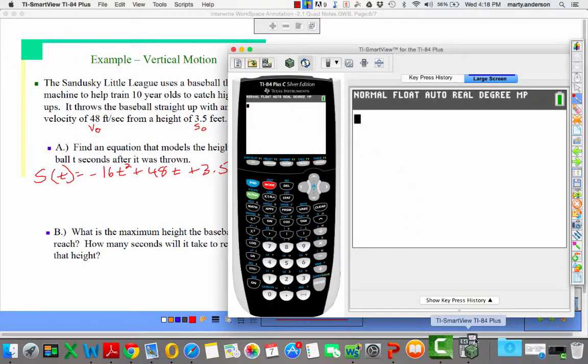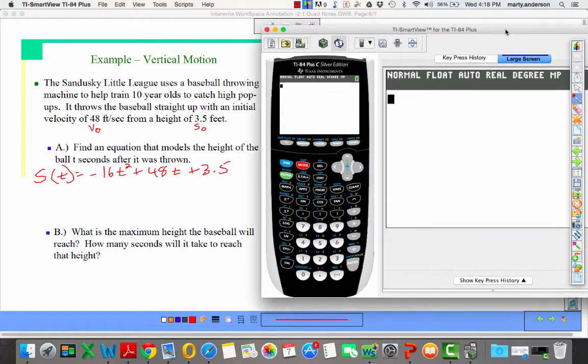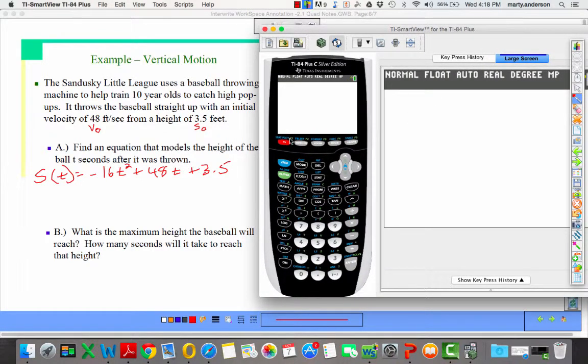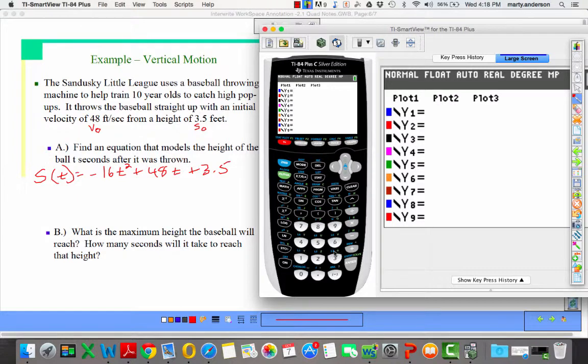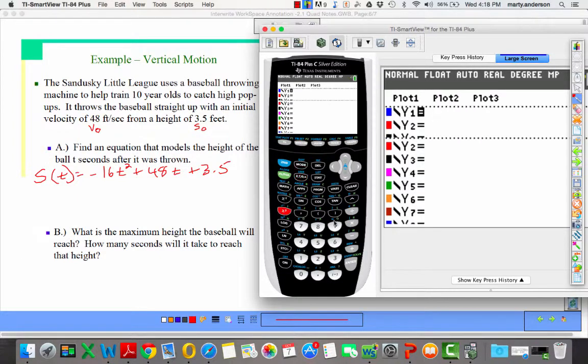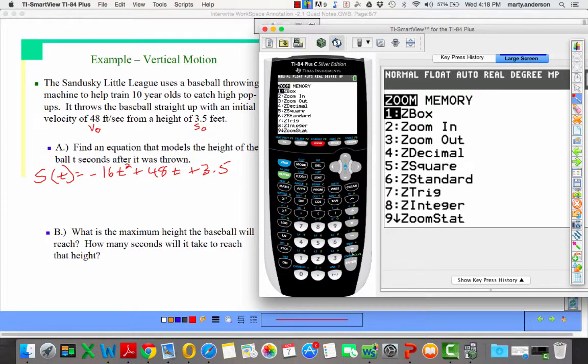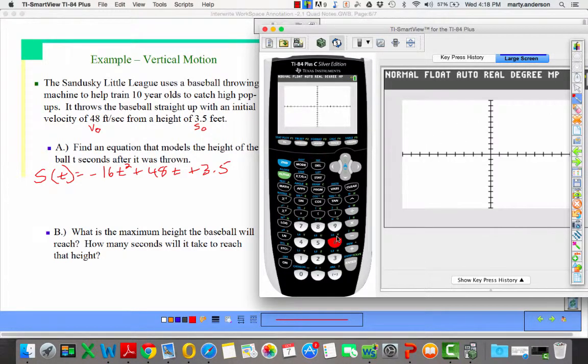So I'm going to grab my trusty calculator. You should do the same. And we're going to type into y equals, because we can do all this on the graph. I'm going to type my negative 16 t squared plus 48t plus 3.5. And when I graph that, I'm just going to zoom standard, see if it works in this case. Oh, Zoom Standard doesn't work. What? Oh, this is a mess. Well, we've got to go to the window.